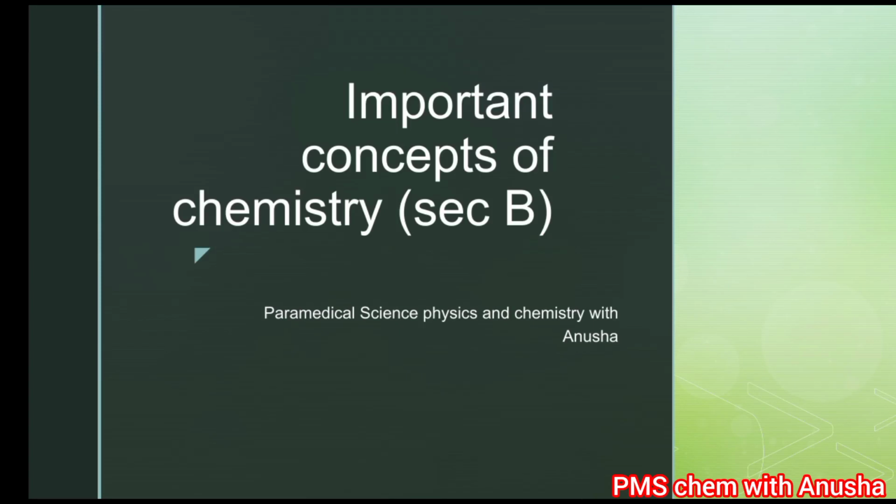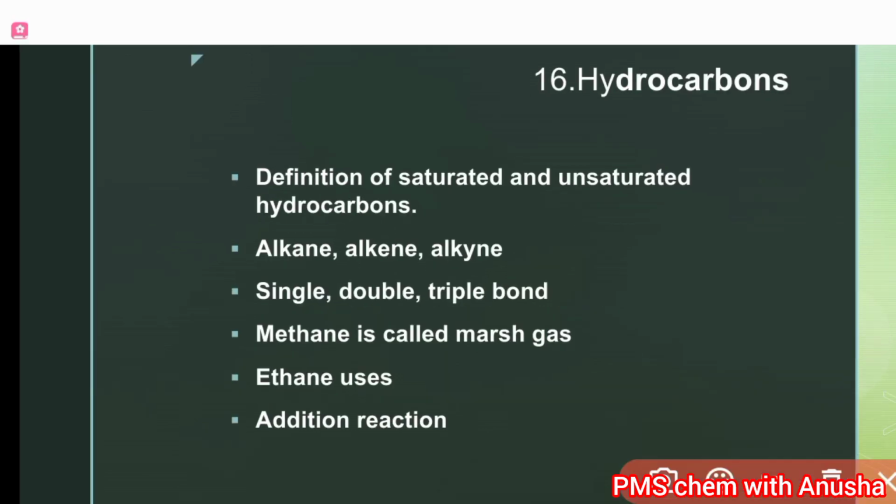Hello friends, today I am going to discuss important concepts of chemistry from section B part. So here 16th unit is hydrocarbon. From this unit study saturated and unsaturated hydrocarbon, their definition and example, and also study alkane, alkene, alkyne, their definition, general formula, suffix and kind of bond, whether they have single bond, double bond, triple bond, etc. that you have to study.